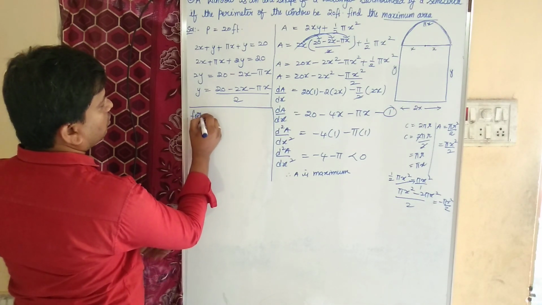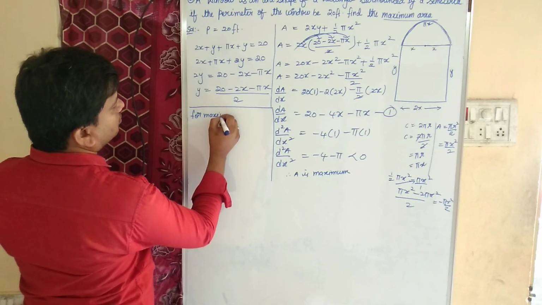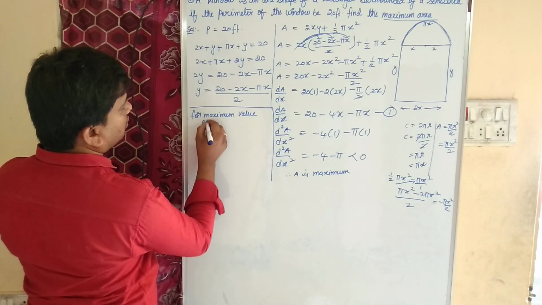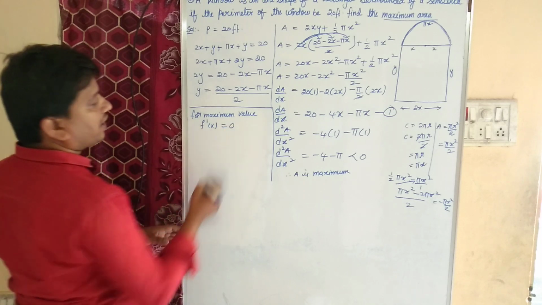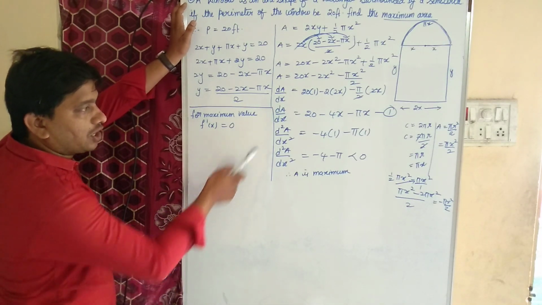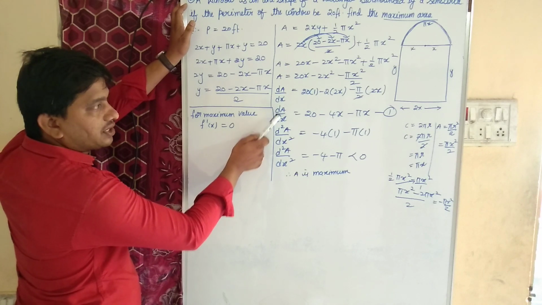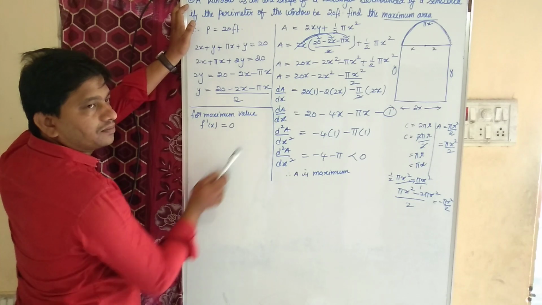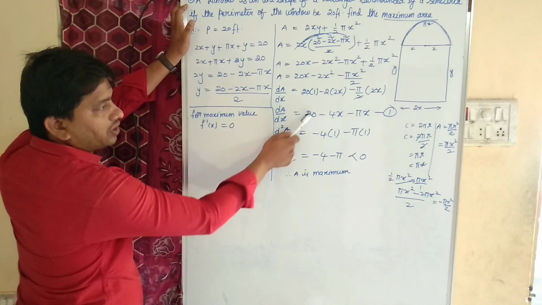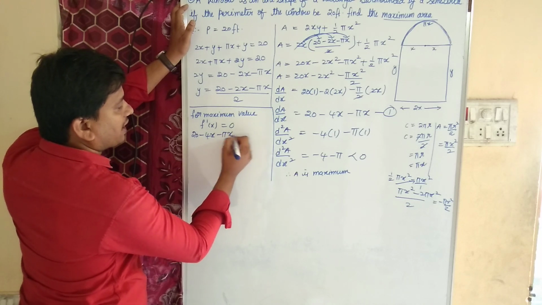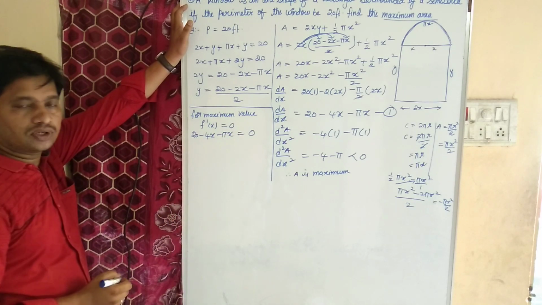So for a maximum value, what do we have to do? Equate the first order differentiation f dash x equal to 0. We can also call it f dash x. This is our function, and this is our derivative. So f dash x equals 0, that is 20 minus 4x minus pi x equals 0. Right?